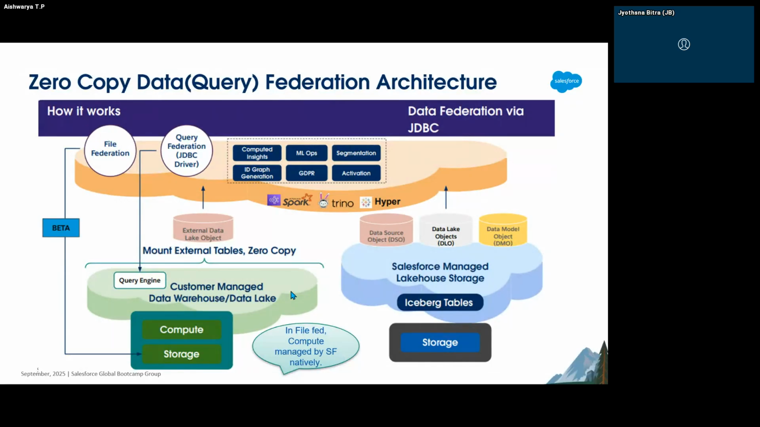Is there a fallback strategy? For example, cached copies or snapshots when zero copy integration is unavailable or disconnected?